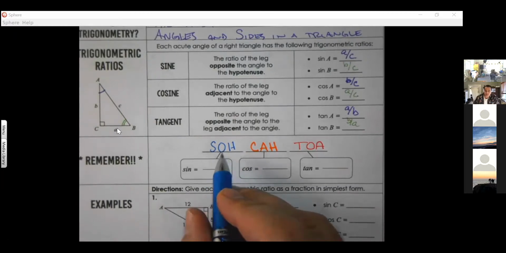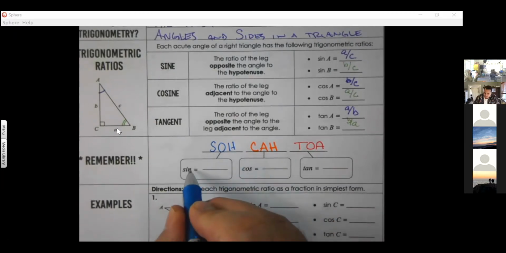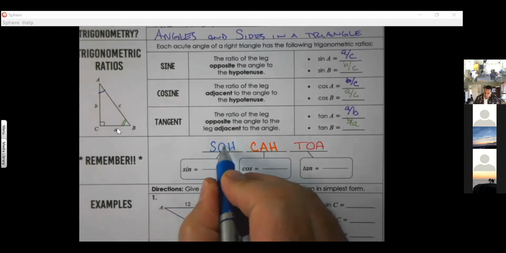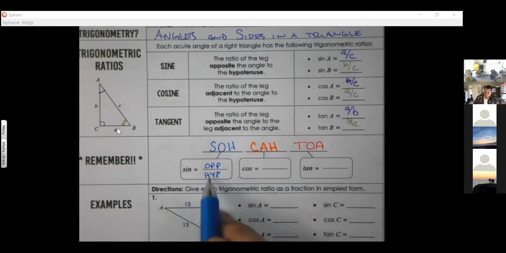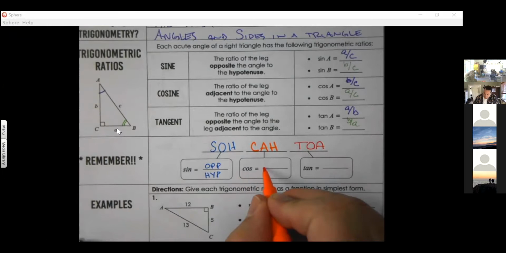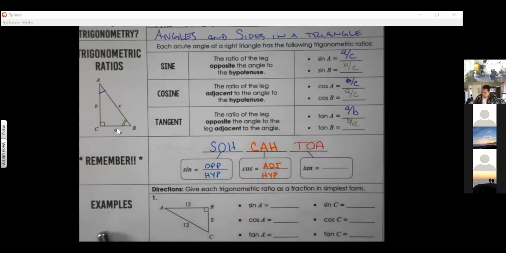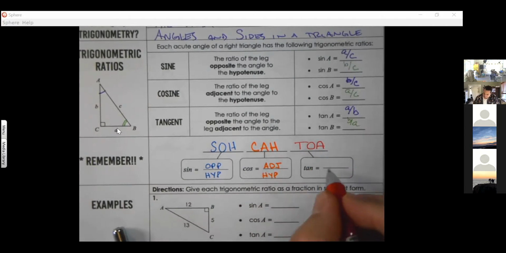What this stands for is that so tells us that if we take the word sine, it's the ratio of the opposite over the hypotenuse. So means sine is opposite over hypotenuse. Ka means the cosine is the adjacent over the hypotenuse. And the tangent is the opposite over the adjacent.